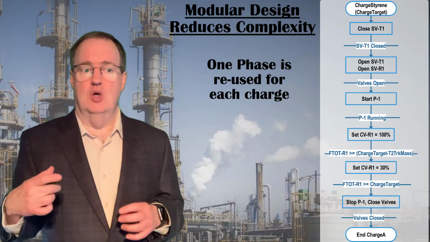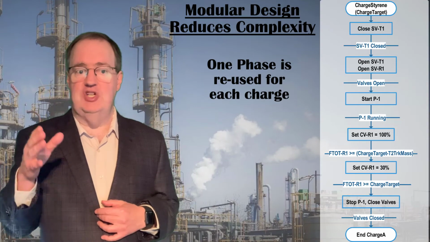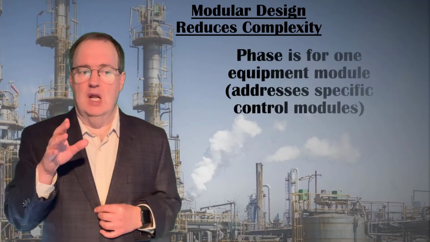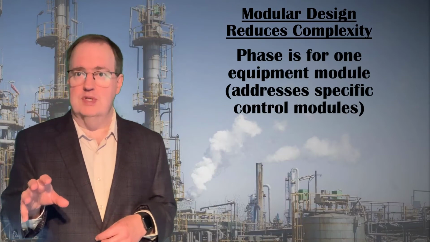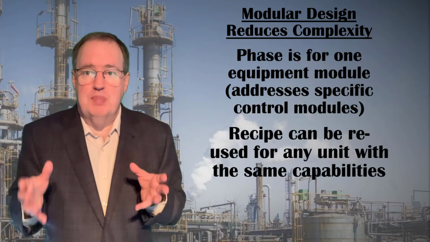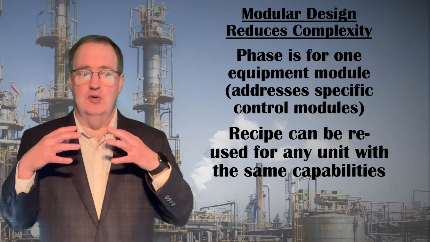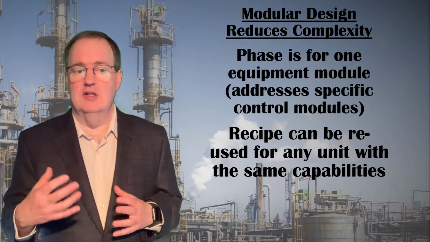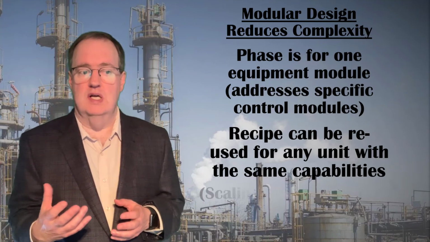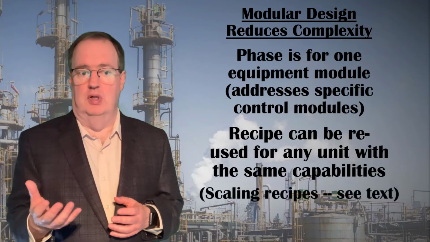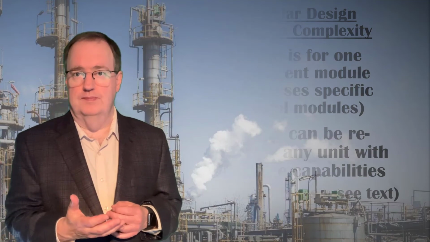If something changes in the way we charge styrene for a unit, only the one simple phase needs to be changed. Finally, while the phases have to be very specific to their particular control modules, the unit recipe doesn't depend on a particular piece of equipment. The same unit recipe can be used in different reactors or different plants. As long as the unit has the capabilities needed, the phases the recipe requires, the unit recipe is portable. Just scale the recipe mass and volume parameters for the unit volume.